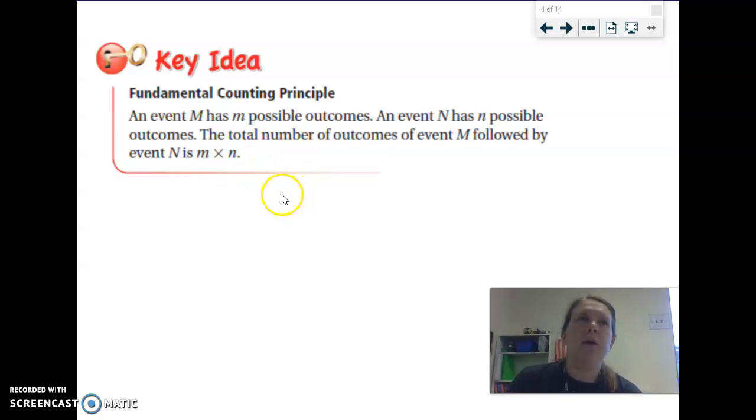Something you could think about, and I think this is an example we get into in a little bit, is that you could have one event where you're flipping a coin and another event where you're rolling a dice. You're going to have to think about how many possible outcomes there are when you flip a coin, how many when you roll a dice, and how many there are in total when you use this formula, okay?